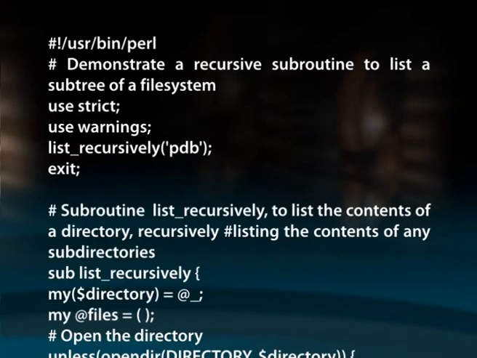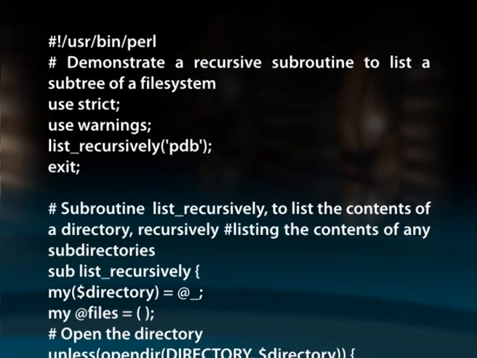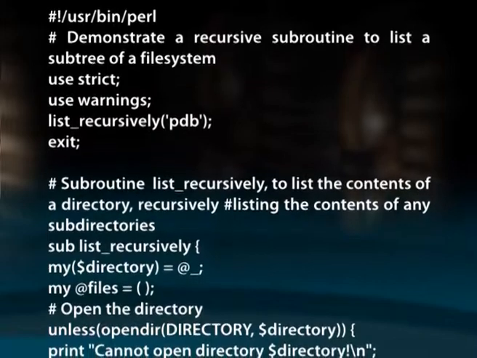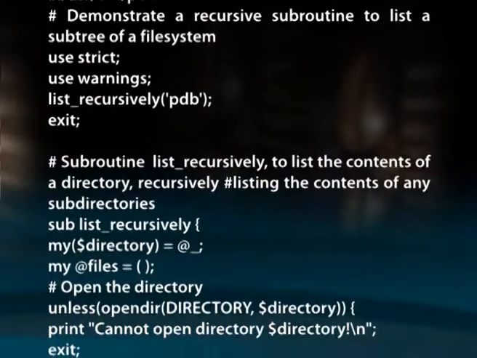A recursive subroutine is defined simply as a subroutine that calls itself. Just look at the program which uses a recursive subroutine that lists a file system. This program uses the list recursively subroutine to list the subtree of a file system.